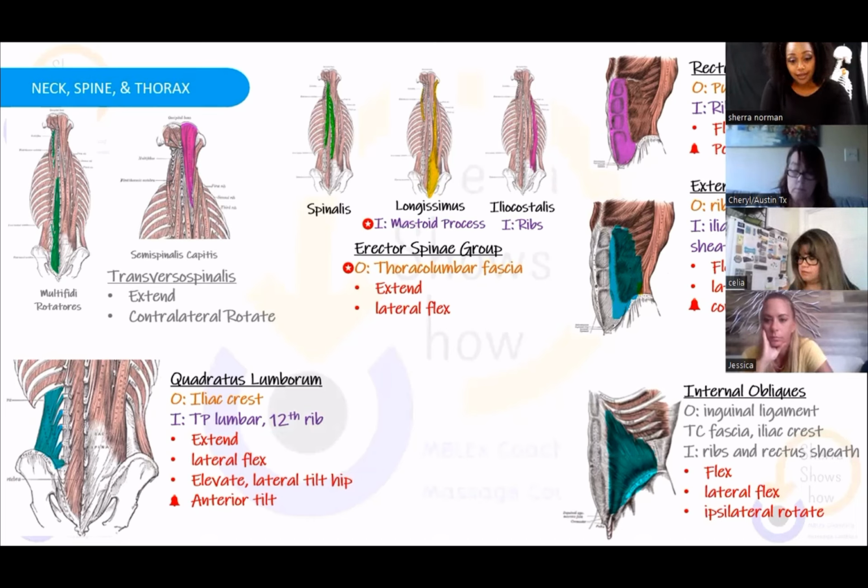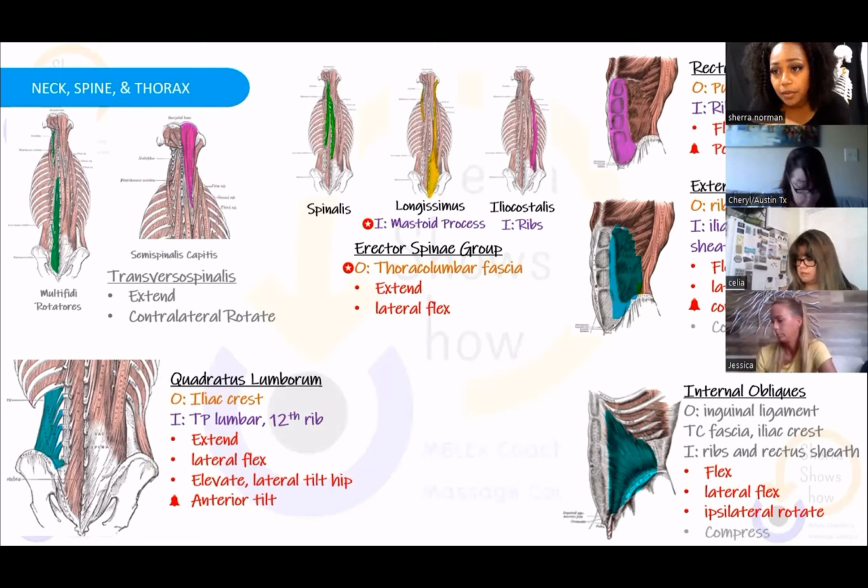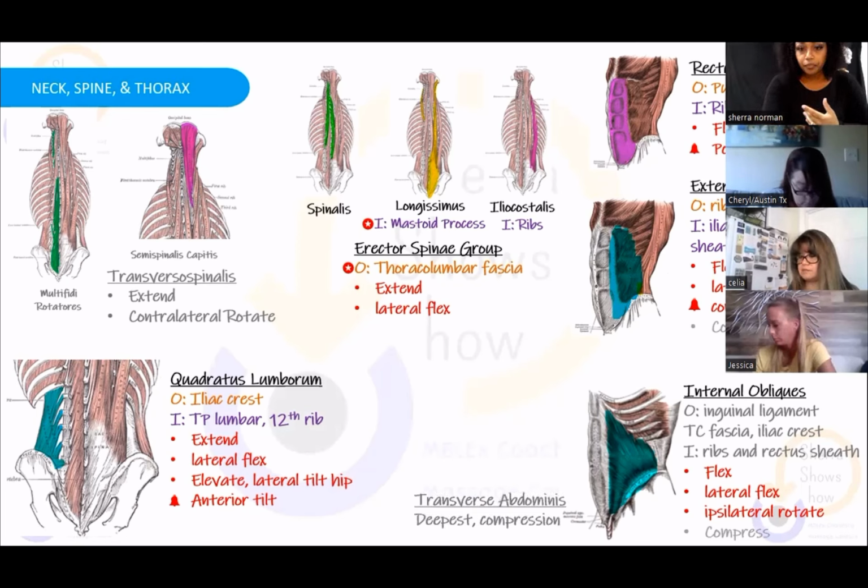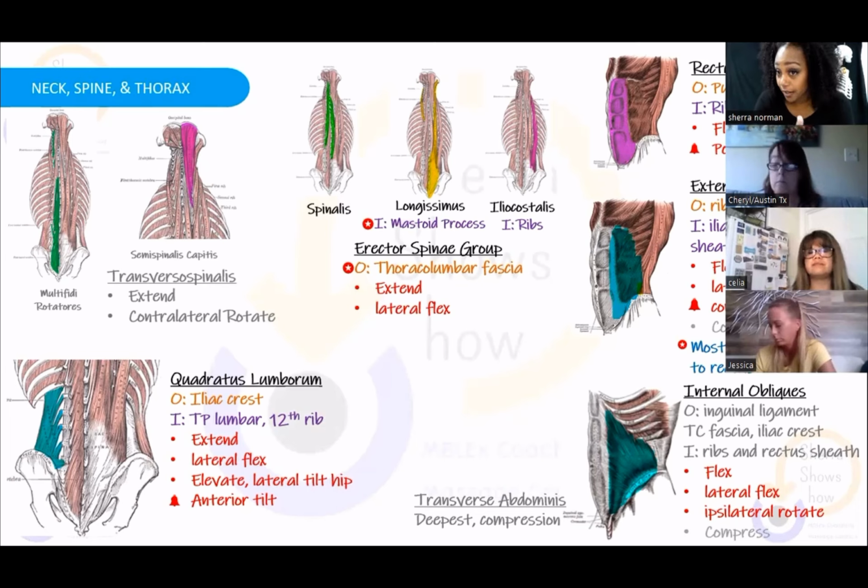Here's what that looks like, okay? Before that, they also compress the abdominal contents, right? They help us suck in our stomach. Transverse abdominis is the deepest. It also compresses. I've yet to really see it come up. And here's the other thing about externals. This is a confirmed test point.